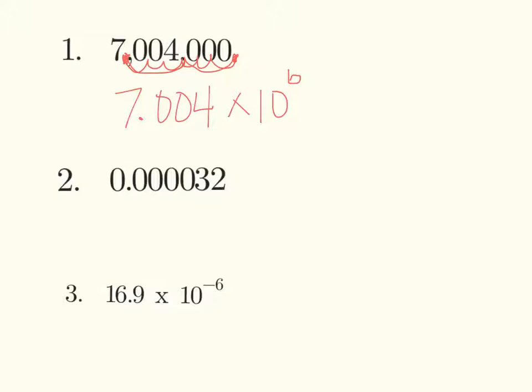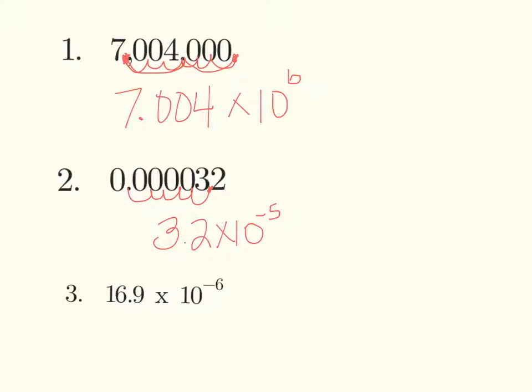So here I have a decimal. I want my decimal between the first two numbers that aren't zeros. We're going to count: 1, 2, 3, 4, 5. So I have 3.2 times 10. Now this is a small number, so it's going to be a negative exponent. All right, next one, 3.